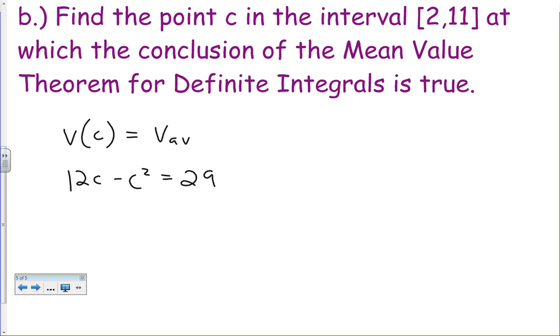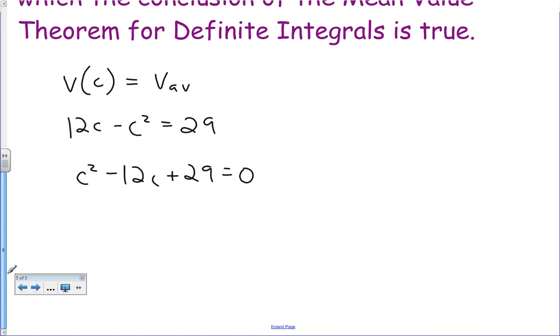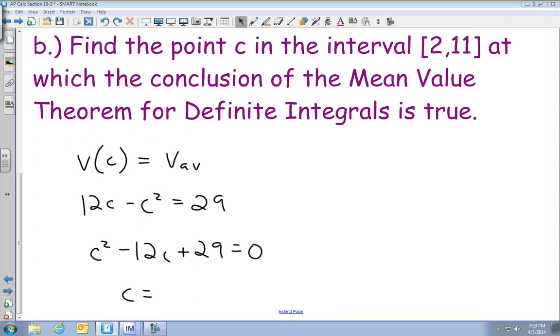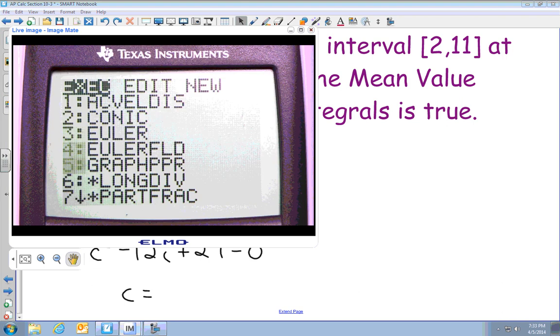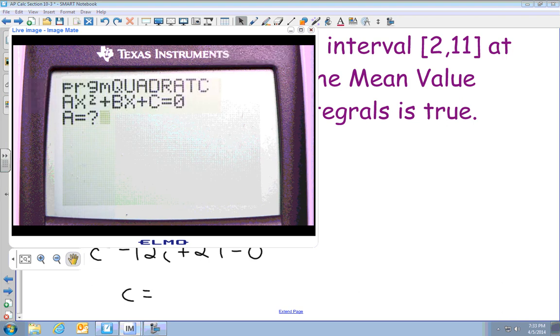So you have a quadratic equation here that you want to solve to find the value of c. I'm just going to rewrite this as c squared minus 12c plus 29 equals 0. I want to find my solution for c, and of course, I want the solution that's in the interval from 2 to 11. So I'm just going to run this through my quadratic formula program on my calculator. You could graph this as well. It'd be another way you could find that solution, but I'm just going to run my quadratic formula. So a was 1, b was negative 12, and c is 29.